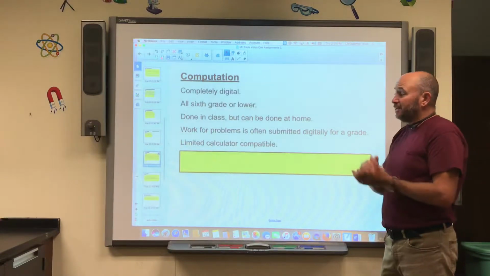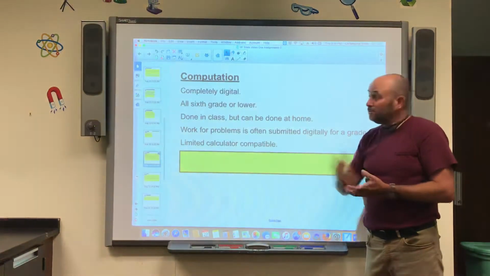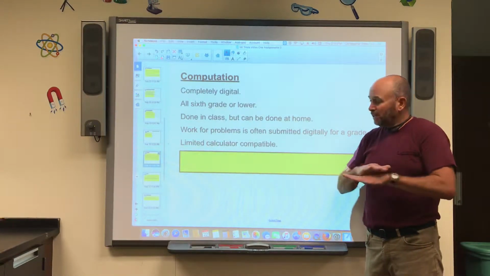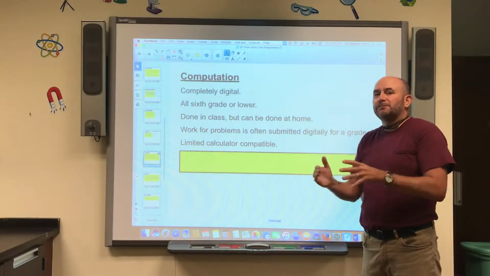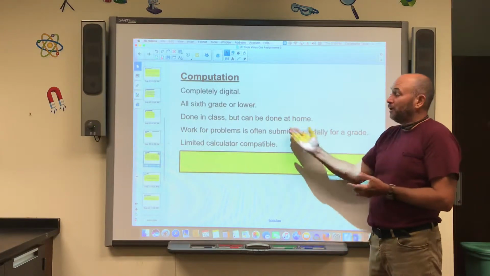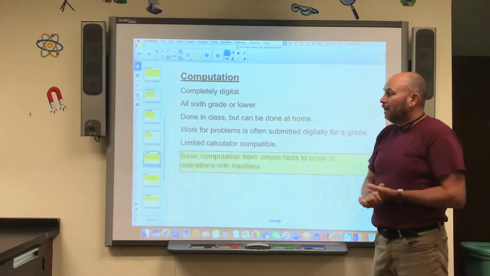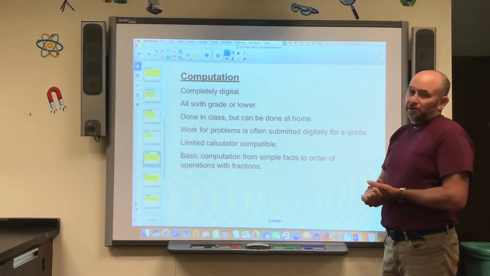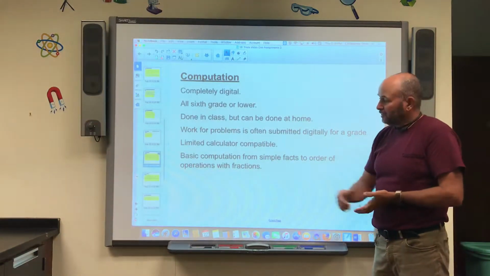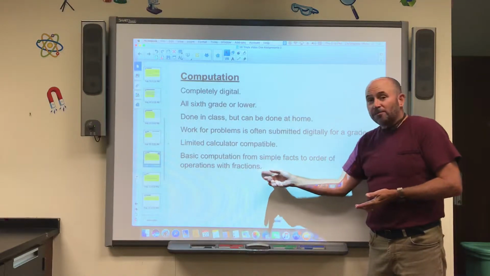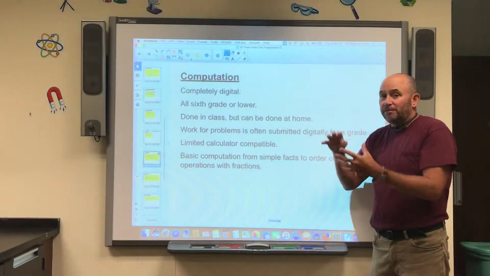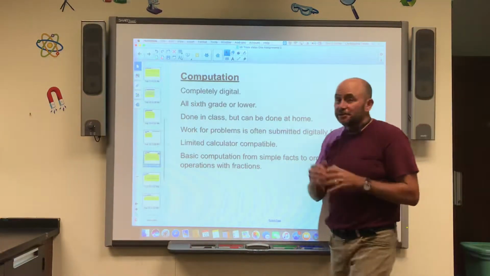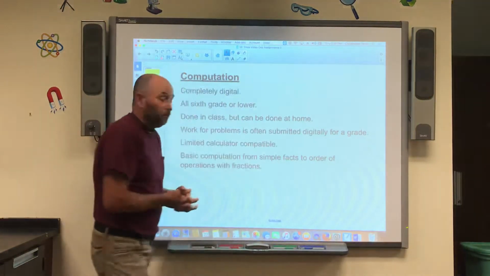There is limited calculator compatibility with these problems. In other words, even if your child has a calculator in front of them, it's not going to help them because of the types of problems, the way I have them set up, and the way I require them to submit them. Basic computation will be from simple facts to the order of operations with fractions. This won't be as complicated at the beginning of the year, and towards the end of the year, the problems become more difficult. And sometimes they are even timed appropriately for developmental reasons.